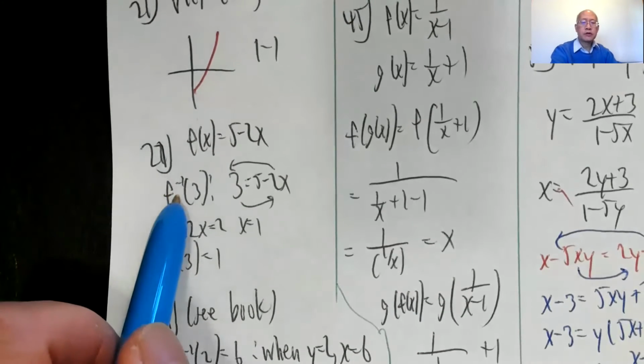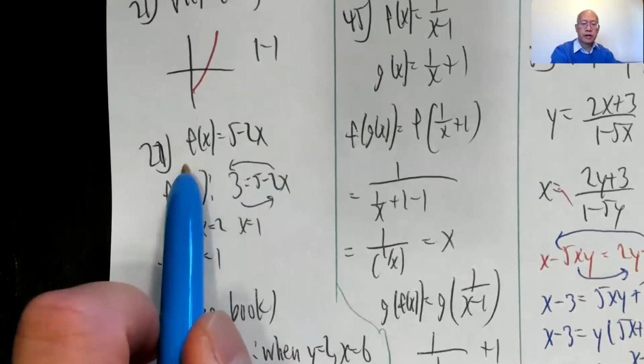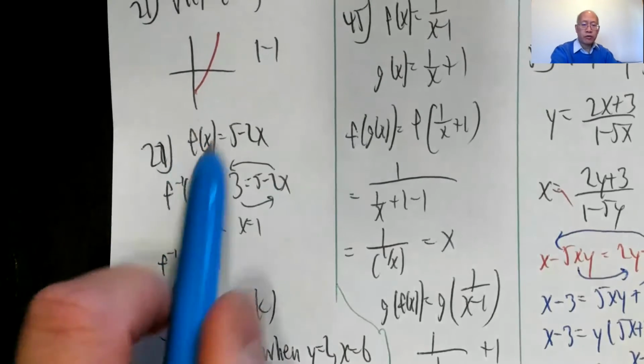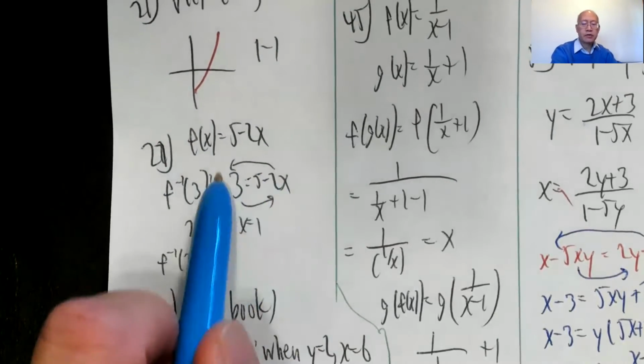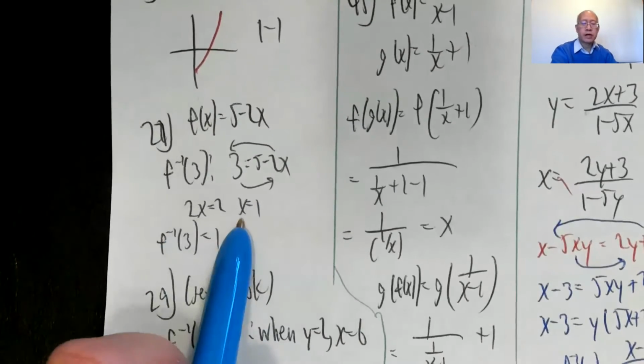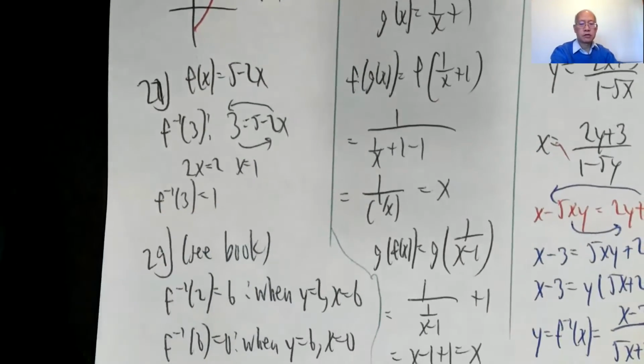Okay, f inverse of 3. You don't plug in 3 to x, you plug in 3 to y. Where's y? y is the same as f of x. So 3 goes here. 3 equals 5 minus 2x. Add 2x, subtract 3. 2x equals 2, x equals 1. So f inverse of 3 equals 1.